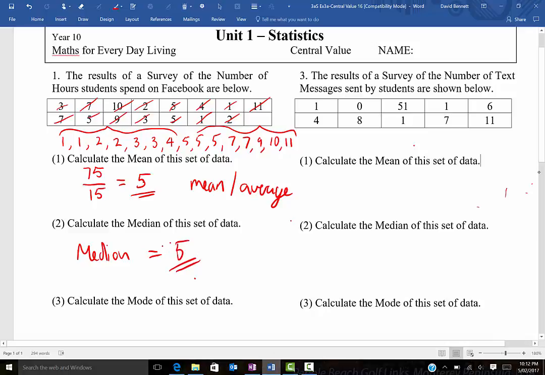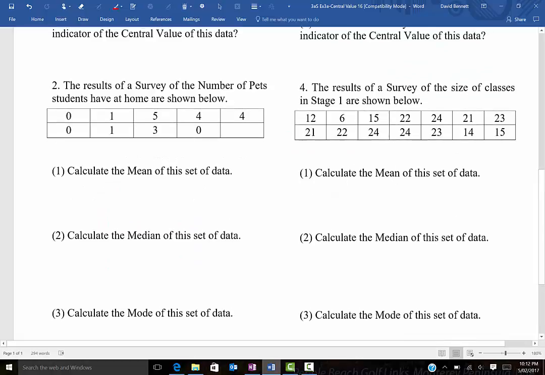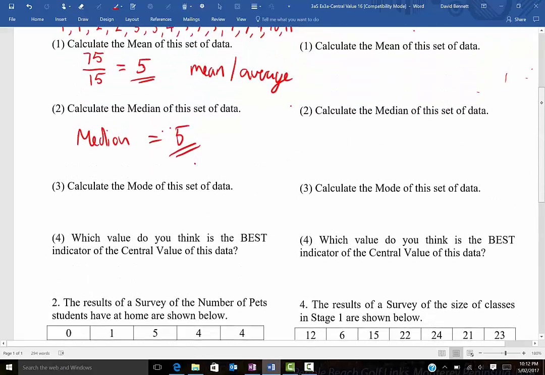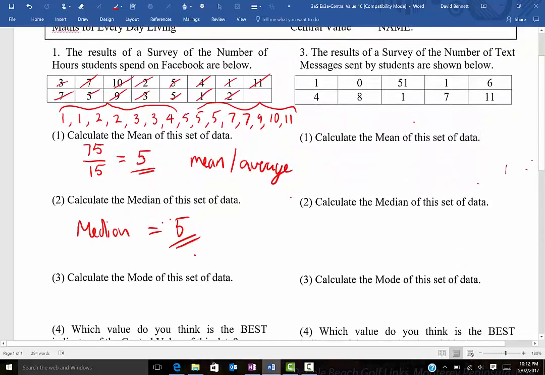Now the mode is the most common value that you actually have in your data. So the number that occurs the most. So when we're looking at that, the mode here for this particular value is equal to 5.